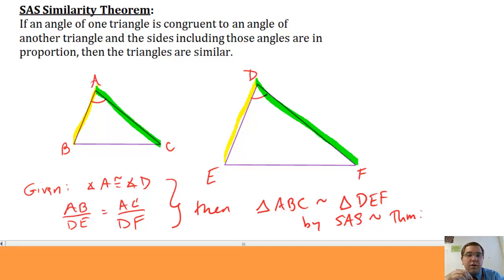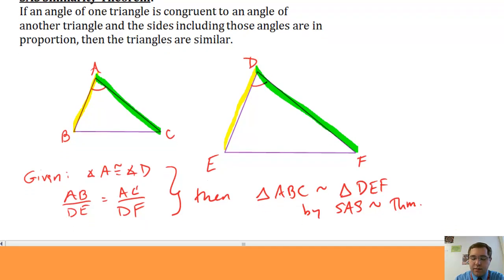If the sides we were given were not the ones that contain the angle, like if we were given AB over DE equals BC over EF, then we would not know that the triangles are similar. This only works if the 2 pairs of sides we have are the ones that contain the angles we have.